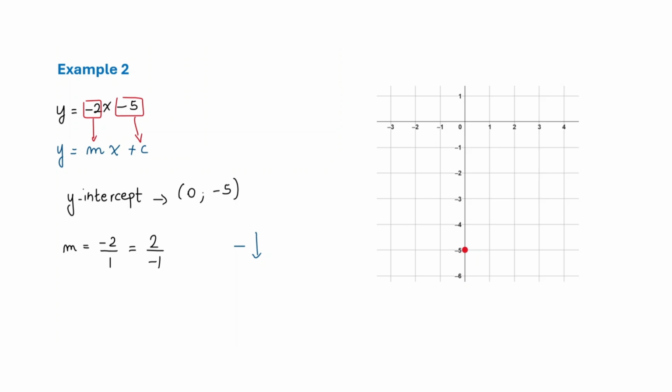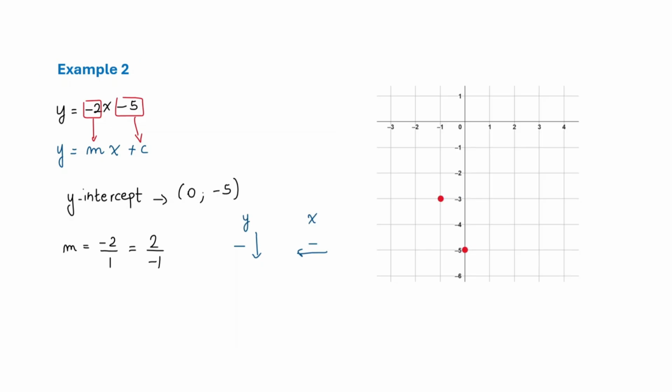If both the numerator and the denominator were negative, the gradient would become positive. So now we can use 2 over negative 1. This means the rise is positive 2, and the run is negative 1. So, starting from the point 0, negative 5, we move up 2 and then left 1. This gives us a second point on the line.